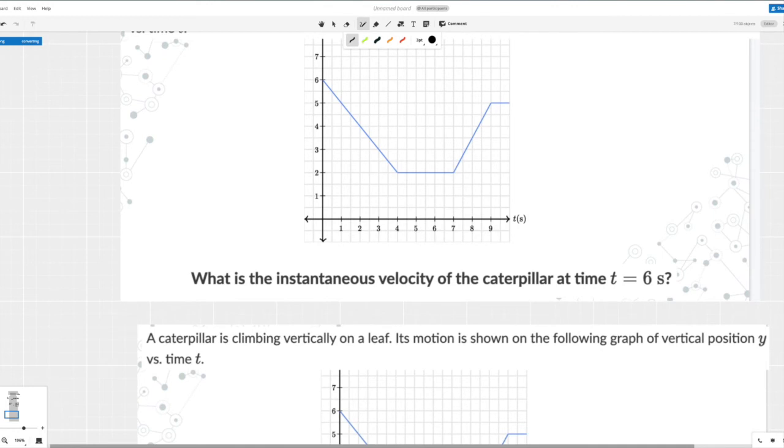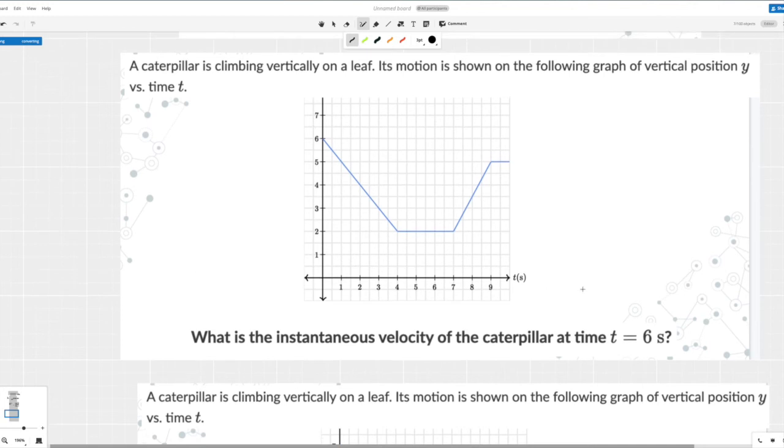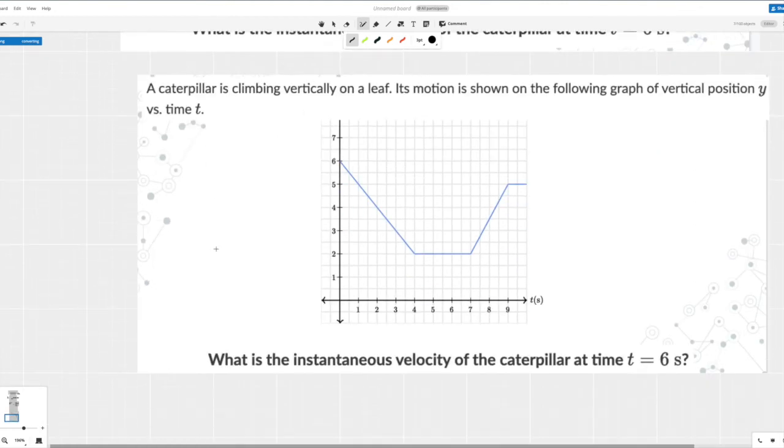So let's do an example of instantaneous velocity. What is the instantaneous velocity of the caterpillar at time 6? So what is the slope here? The slope of a horizontal line is always 0. And why is it 0? If we look at it, it starts at 6 meters, goes backwards to 2 meters, then it just stays at 2 meters. That means it's taking a break from 4 to 7 seconds. The caterpillar took a break. It's not doing anything from 4 to 7, so it has no velocity.